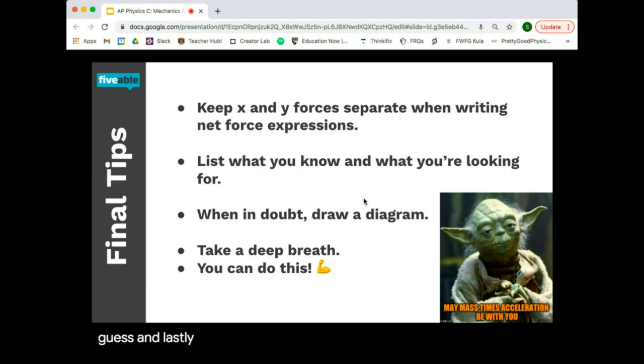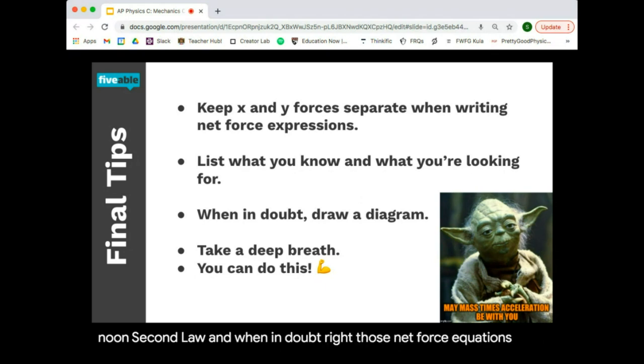And lastly, I always end with just take a deep breath. You can do it. These are going to be coming up a lot, so definitely look at forces, look at Newton's second law, and when in doubt, write those net force equations.